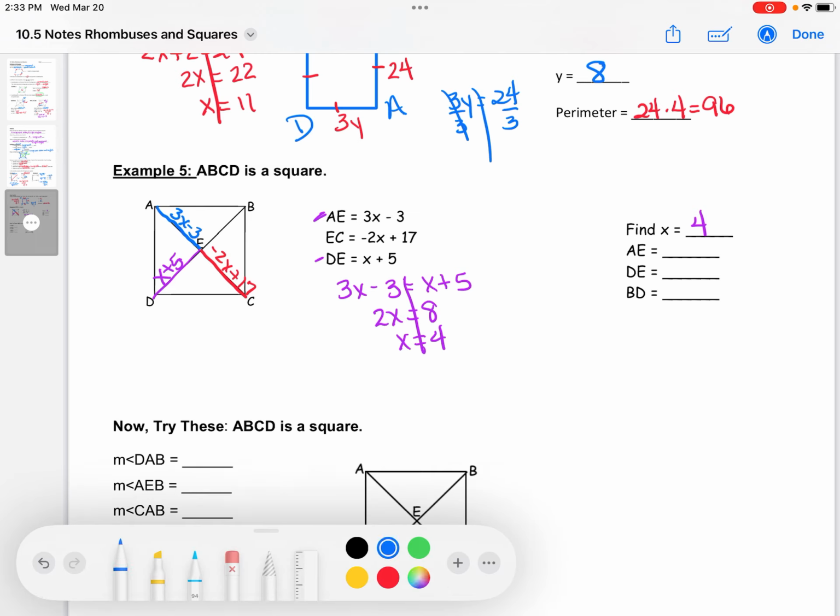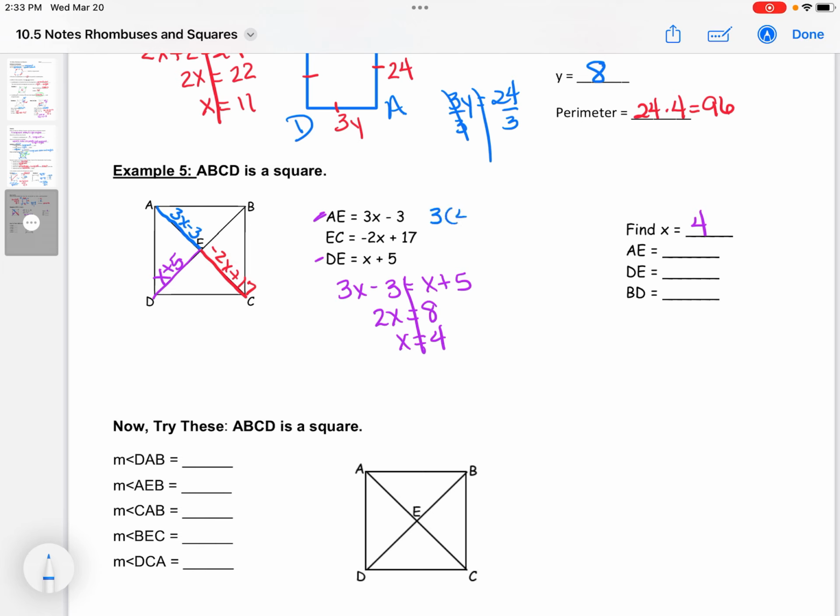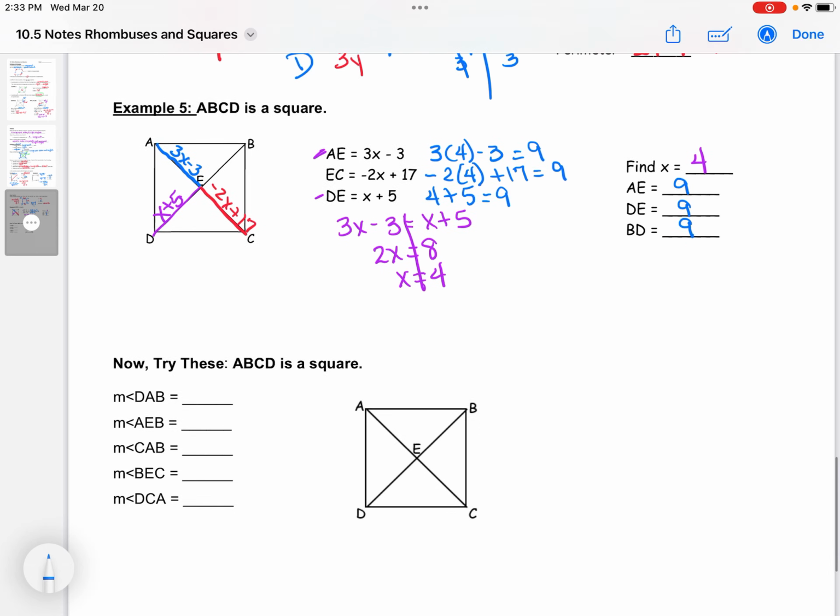Now, a good way to check is we'll substitute that in and see if it works. So 3 times 4 minus 3 is 9. Negative 2 times 4 plus 17. 17 minus 8, that's 9. 4 plus 5. So we would expect them all to be the same, and they are.